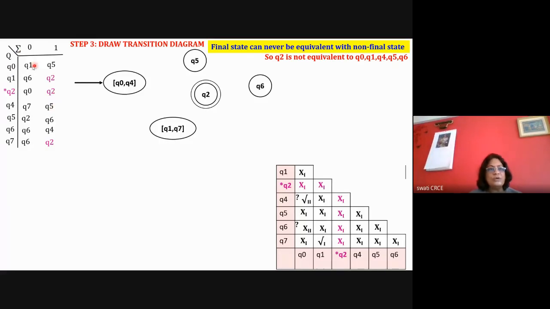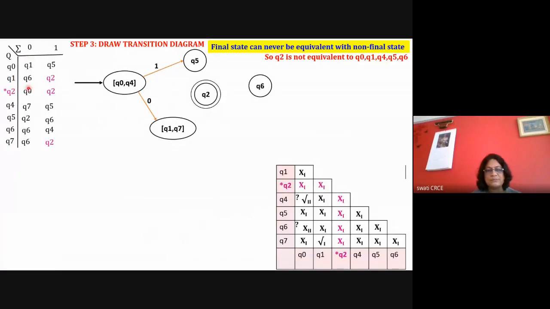From Q0 with 0 it is going to Q1. So I'm drawing that for Q0. Now I'm considering this Q0 only, I'm not considering this Q4. I'm considering this Q0 and I'm drawing the transition. Q0 with 0 is Q1. Q0 with 1 is Q5. So draw that. Then you take the next state, Q1.